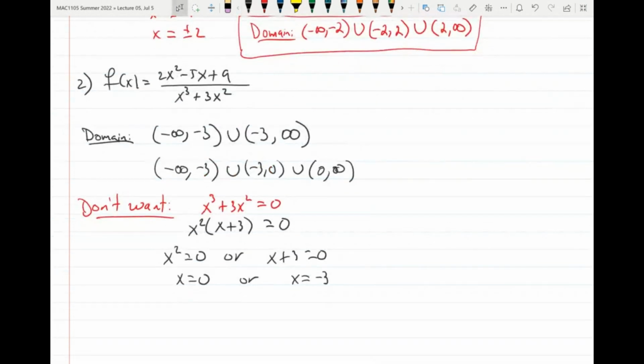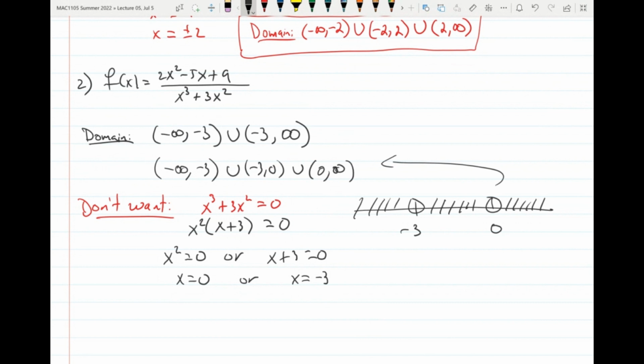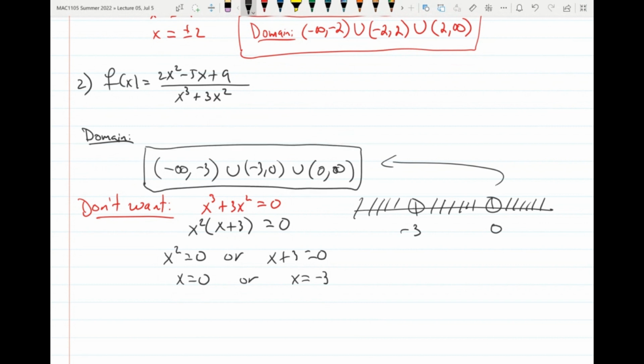So the domain will be a picture. I don't want -3 and I don't want 0, so do open circles. Everything else is okay. And your classmate said that's exactly this one. All right. Questions? Any questions?